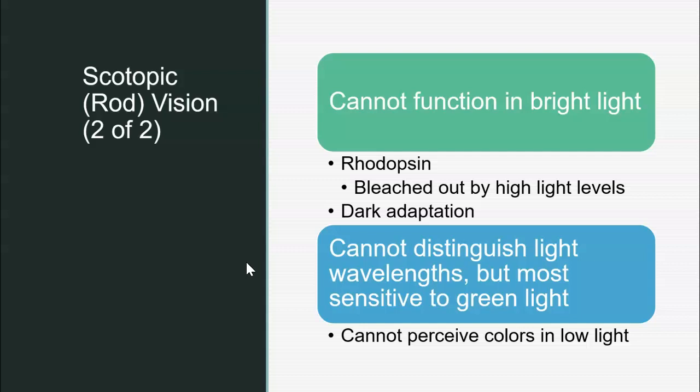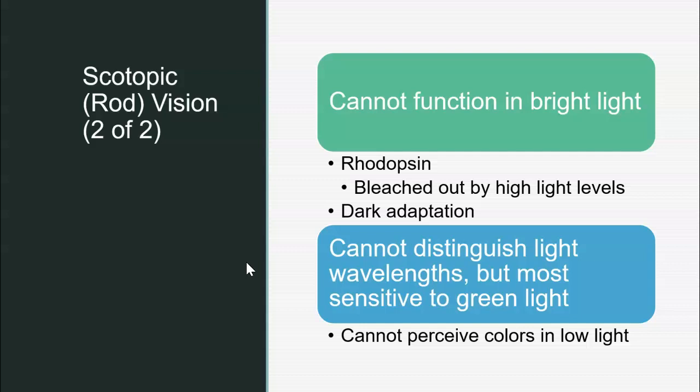So what happens is you need to go into a dark room and you need to wait for the light to go down. You have to let your eyes adjust. And then when you walk from a dark room into bright light, you can't see. It's super bright, okay? So it can't distinguish light wavelengths, but it's most sensitive to green light, okay?